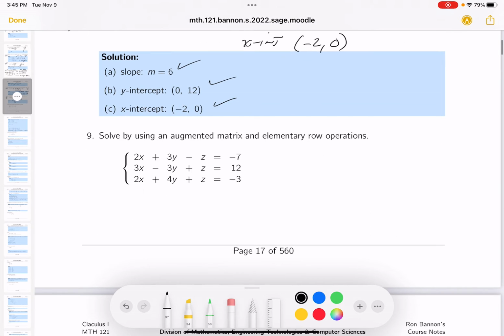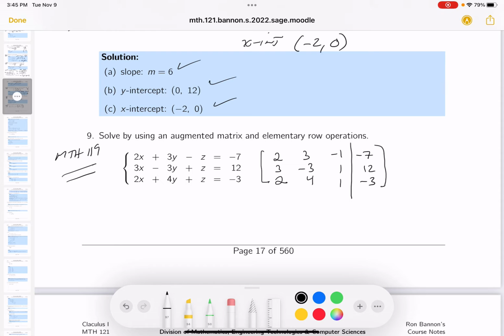This one says use an augmented matrix and elementary row operations. This is Math 119 now. Okay, let's write the augmented matrix down, which is relatively simple to do. 2, 3, 2, 3, minus 3, 4, minus 1, 1, and 1. I'm going to put a solid line there. Some of your teachers put a dashed line down. It really doesn't matter. Both are acceptable. Minus 7, 12, and minus 3.